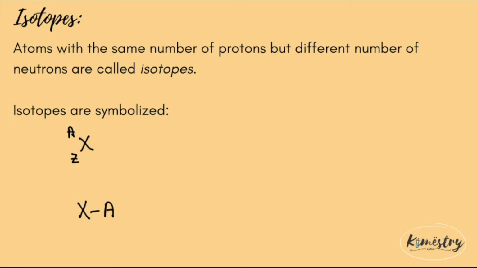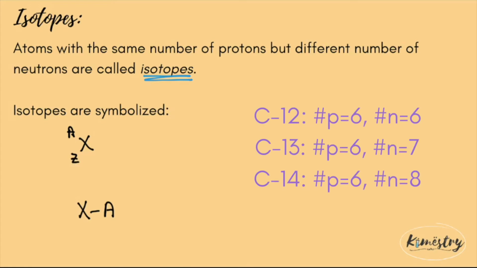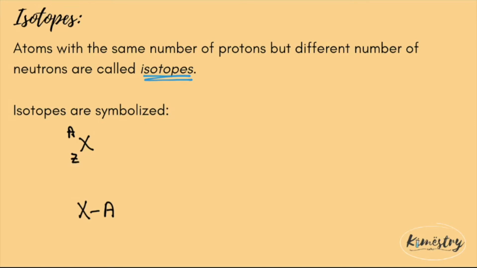Okay, so isotopes: atoms with the same number of protons but different numbers of neutrons are called isotopes. For example, carbon can have carbon-12, carbon-13, and carbon-14 isotopes. Carbon will always have 6 protons, but the number of neutrons is going to be different in those 3 isotopes. Isotopes can be symbolized this way or this way.